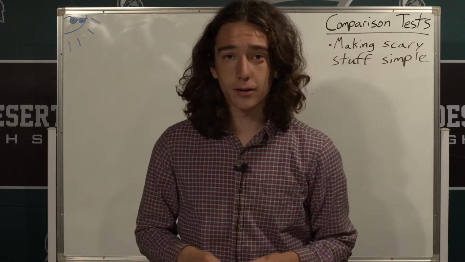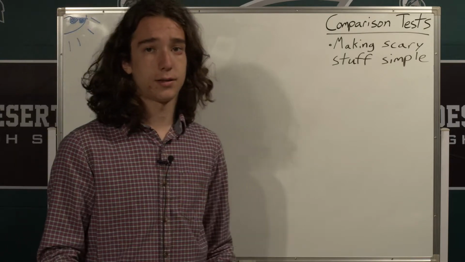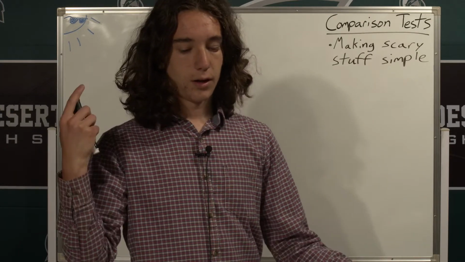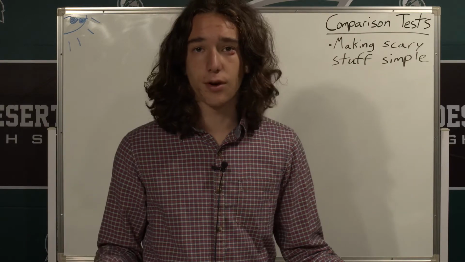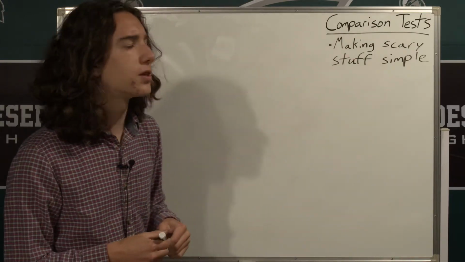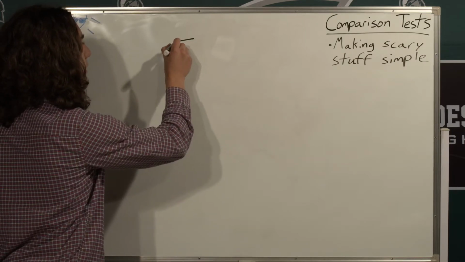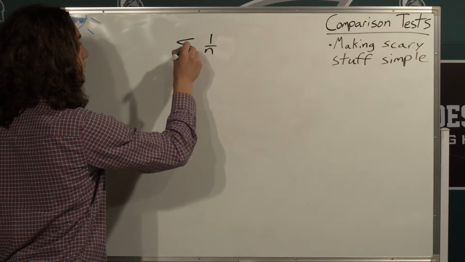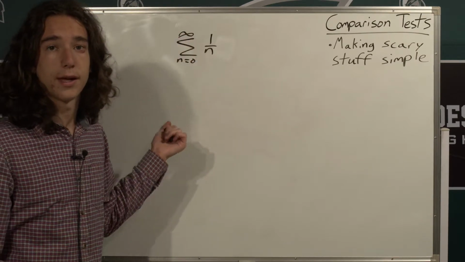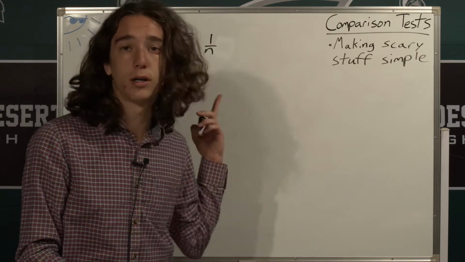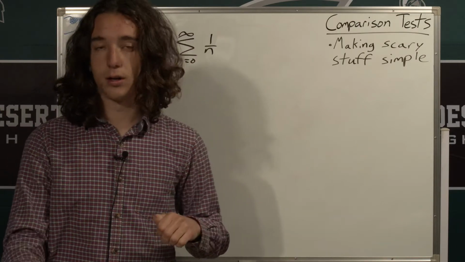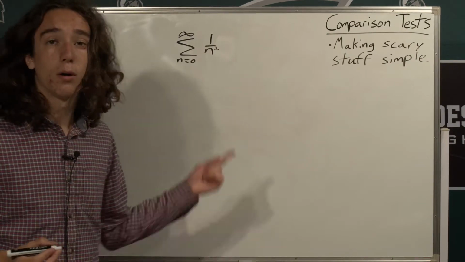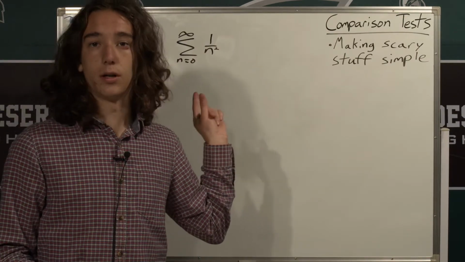Today, we are going to be talking about the comparison tests, which make scary stuff look simple. At this point in our series knowledge, we know how to deal with some simple series. We know how to deal with 1 over n. We can say, oh, I know what that is. That's a harmonic series. That diverges. Okay, and we know how to deal with 1 over n squared. You say, oh, that's a p series with p greater than 1, and that converges.